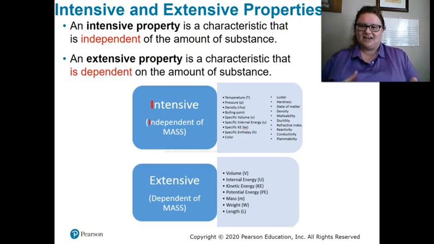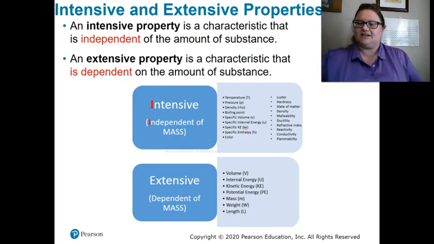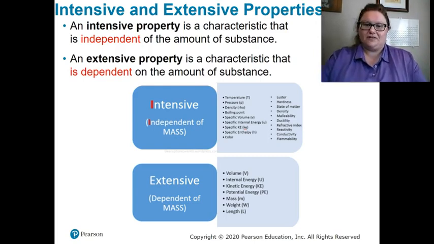Refractive index refers to light hitting a substance and then reflecting. Reactivity is chemical reactions. Conductivity is can electricity flow through it. And then flammability is can you burn it. So those are examples that you want to familiarize yourself with. Those would be intensive. It does not matter how much of the material you have.